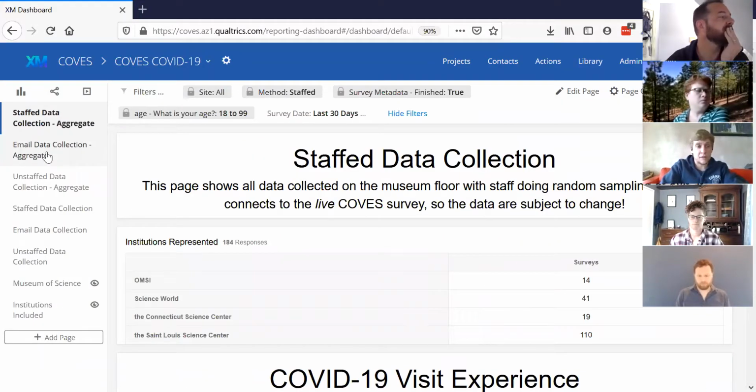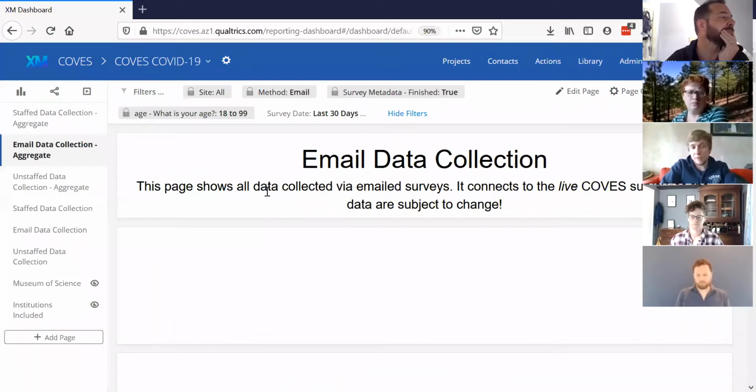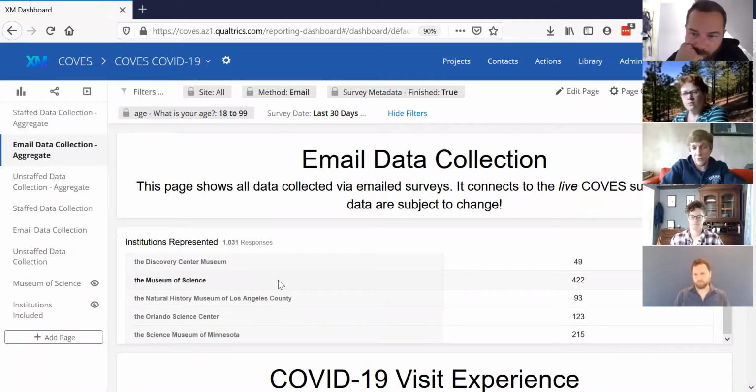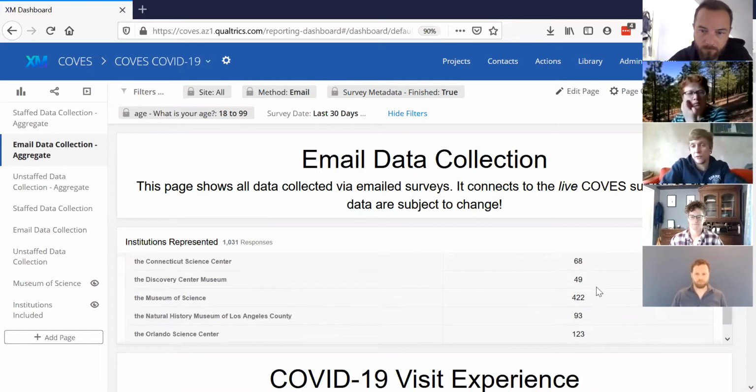You can look at the email page, it's pretty much exactly the same. You can see different institutions represented, heavily skewed toward the Museum of Science, although less and less every day. But at first, Museum of Science was really dominating this since we started earlier and emailed a lot of people.